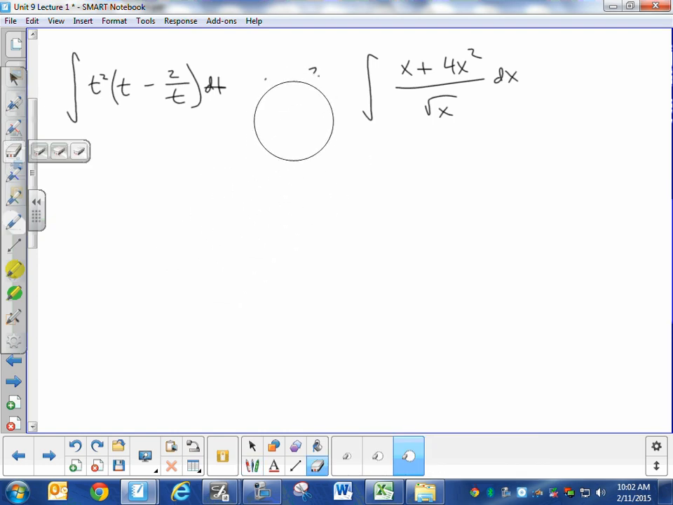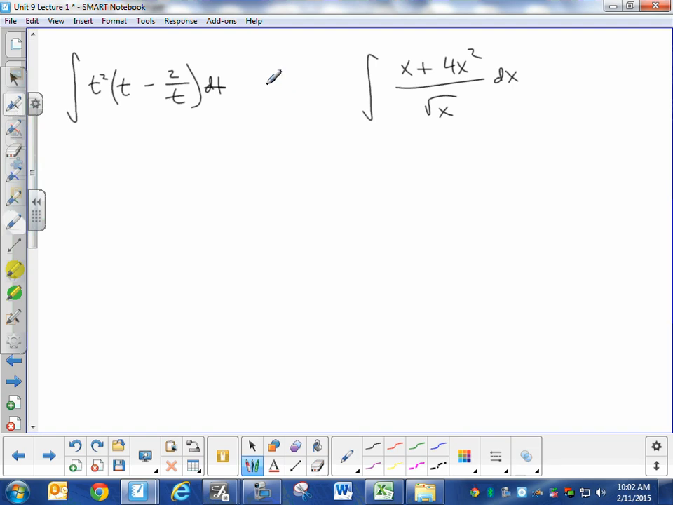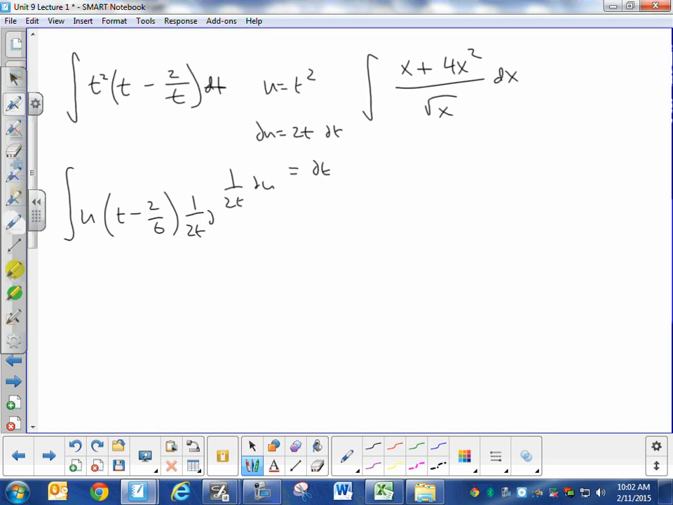Okay, so maybe let's try something else. What else should I try? Maybe t squared. Let's try t squared. du is equal to 2t dt. Let's see, dt is equal to 1 over 2t du. Let's see what happens. I get t minus 2 over t, and then I got 1 over 2t du. Is that going to simplify with all these t's in here? Nope. So that doesn't work.